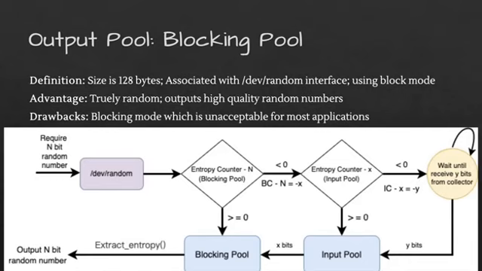Below is the diagram to show how it works. The scenario is a user uses the random interface requiring n bits of random number. After the blocking pool receives the request, its entropy counter will be decreased by n and it determines whether the result is bigger than 0. If it is, the blocking pool will directly output n bits of data through the extract entropy function.